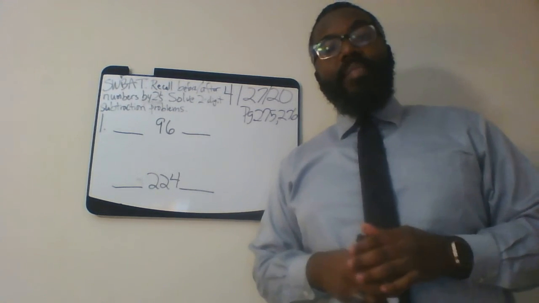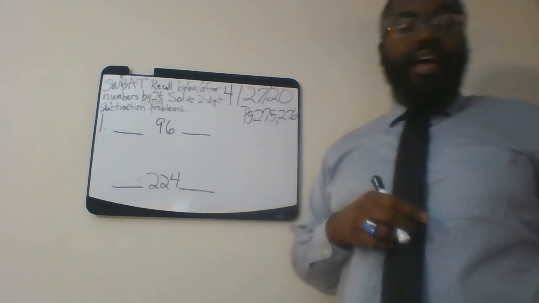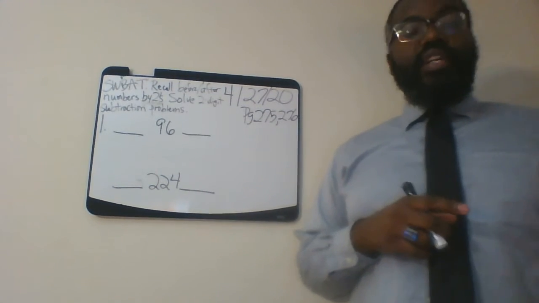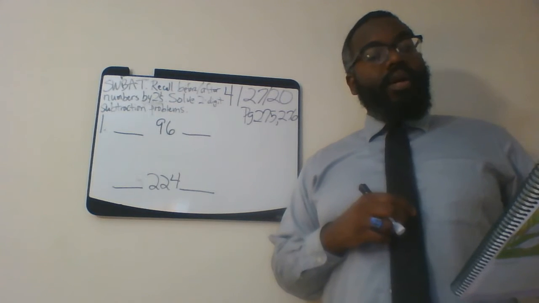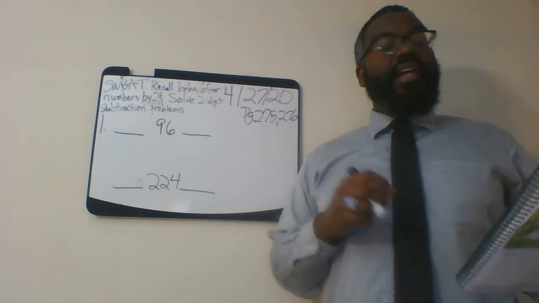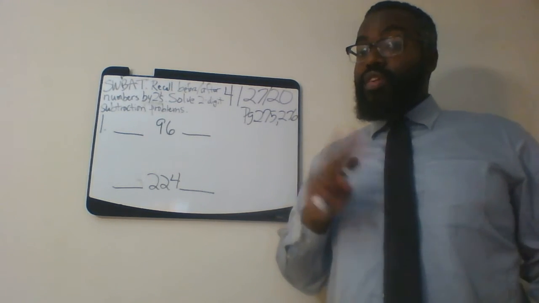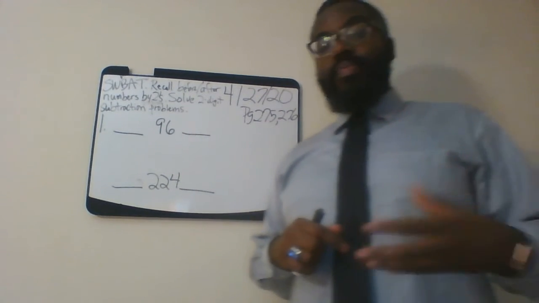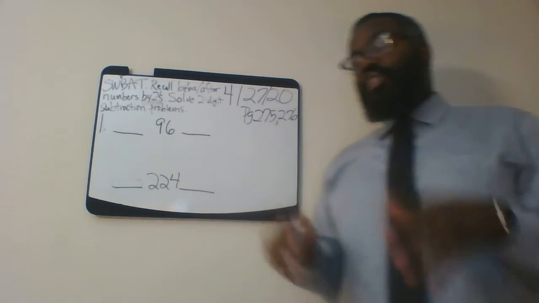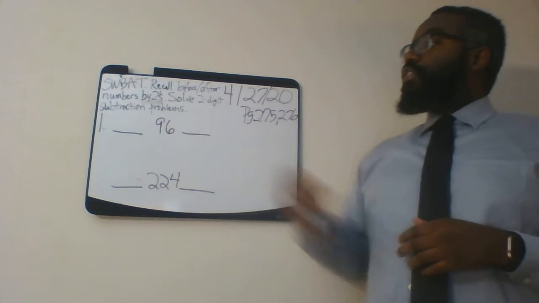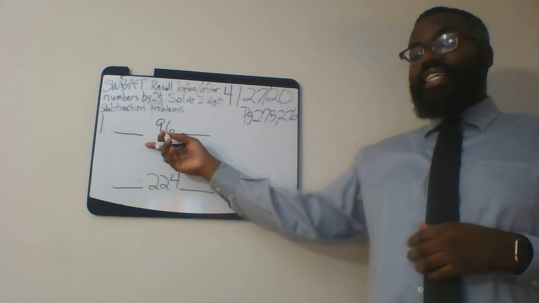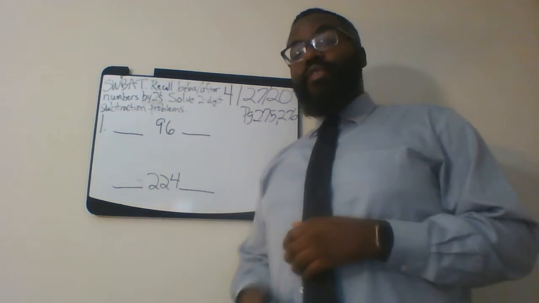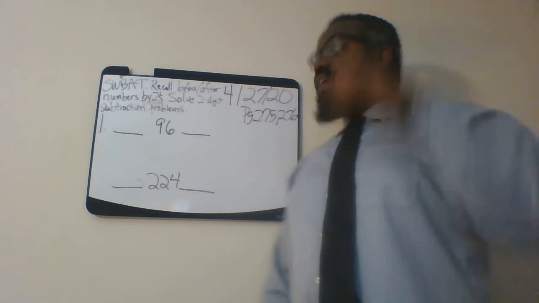Group Key, turn your math books to page 275. Let's look at number 1 on page 275. Number 1 wants us to write the before and after numbers by 2. We've been working with this typical problem for a while now, so it should get a little bit easier. Let's start with the first problem they give us, 96. We're trying to find the before number by 2 for 96.